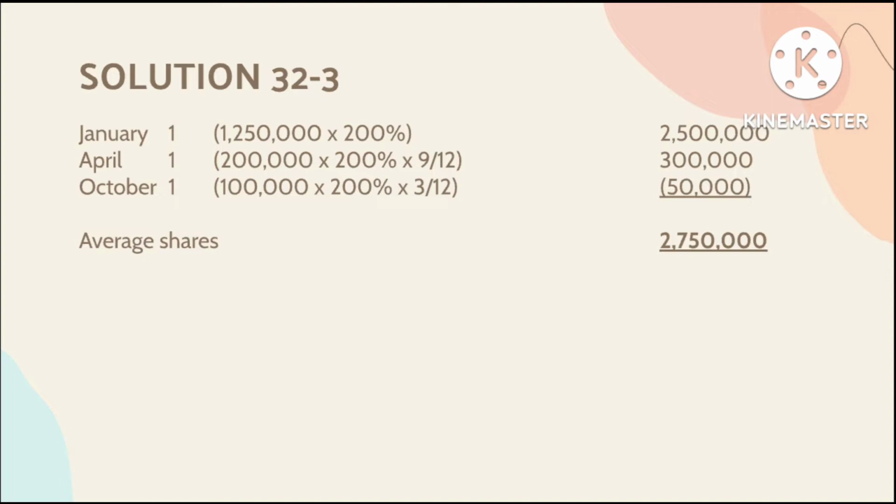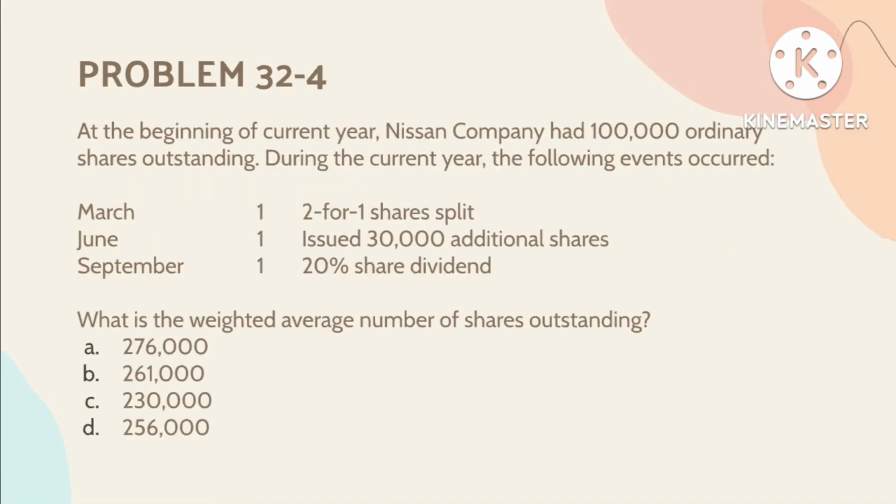And for the October shares, treasury shares purchased: 100,000 times 200% times 3 over 12 is equal to negative 50,000. So 2,500,000 plus 300,000 minus 50,000 for October treasury shares purchased is equal to 2,750,000. Now let's proceed to the next problem, problem number 4.